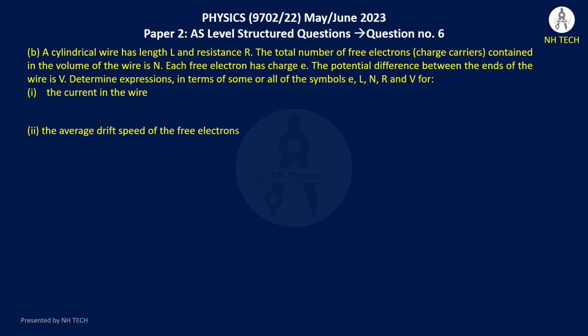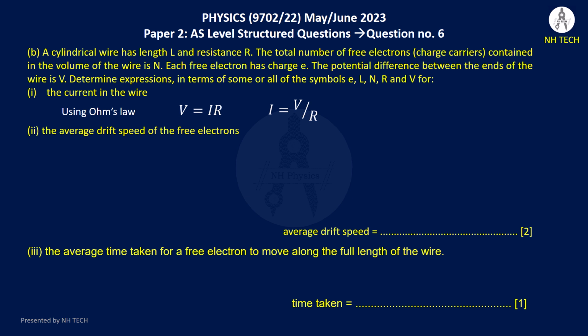The current in the wire. So we have to express the current in terms of E, L, N, R and V. Recall Ohm's law, current would be V by R. In the next part we have to find drift speed.